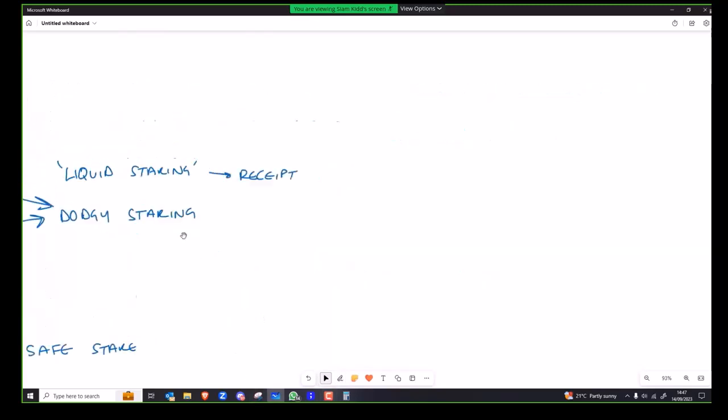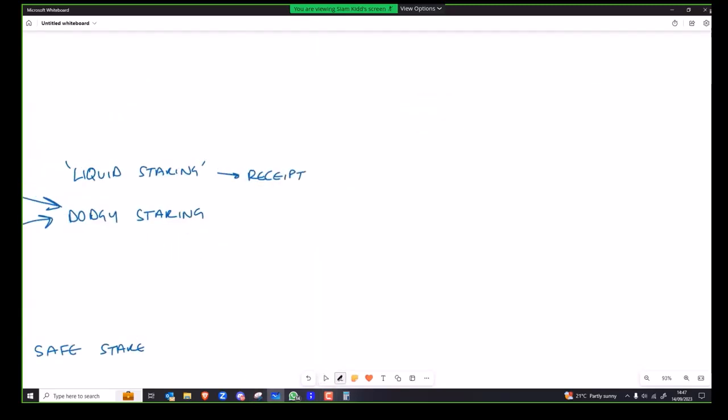Now, this is otherwise known as a tangible, or like a token for it. So let's say you've deposited 10 ETH into staking. What you'll then get back from that is 10 staked ETH. And because it's a valid token, you can take that 10 staked ETH and then play with it.